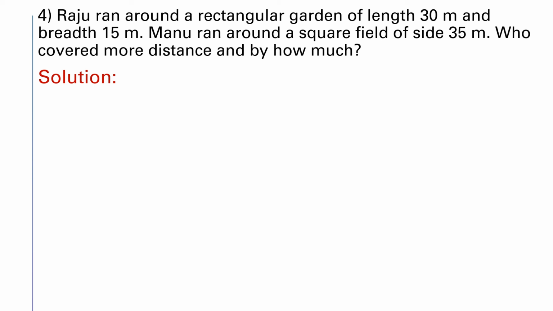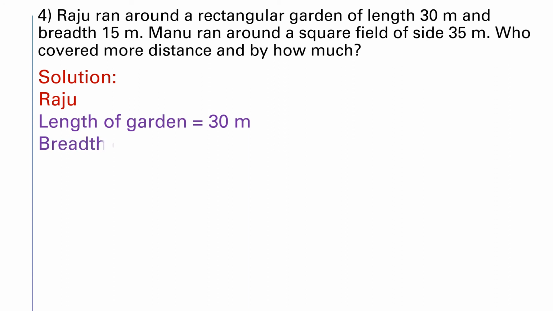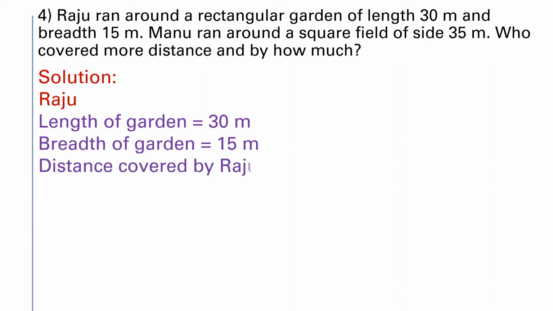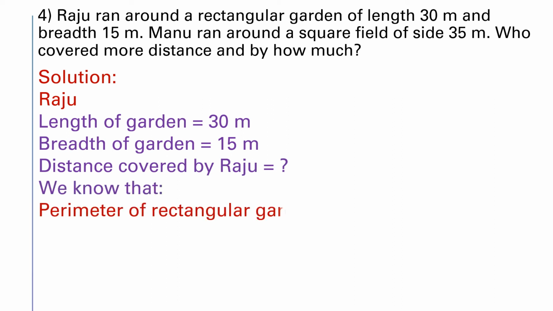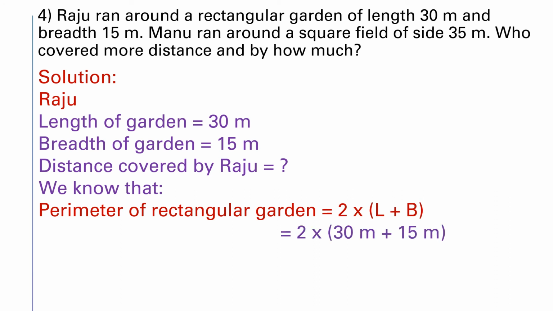How? Let's see. Let's begin with Raju. Length of rectangular garden is equal to 30 meter. Breadth of rectangular garden is equal to 15 meter. And distance covered by Raju we have to find out. We know that perimeter of rectangular garden is equal to 2 multiply in bracket L plus B. Now put the value. 2 multiply in bracket 30 meter plus 15 meter.